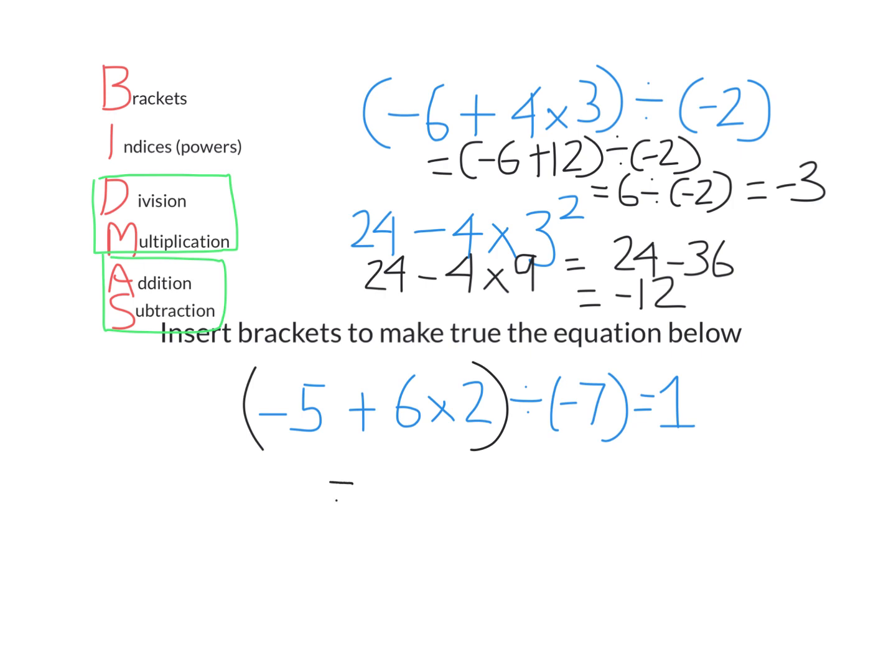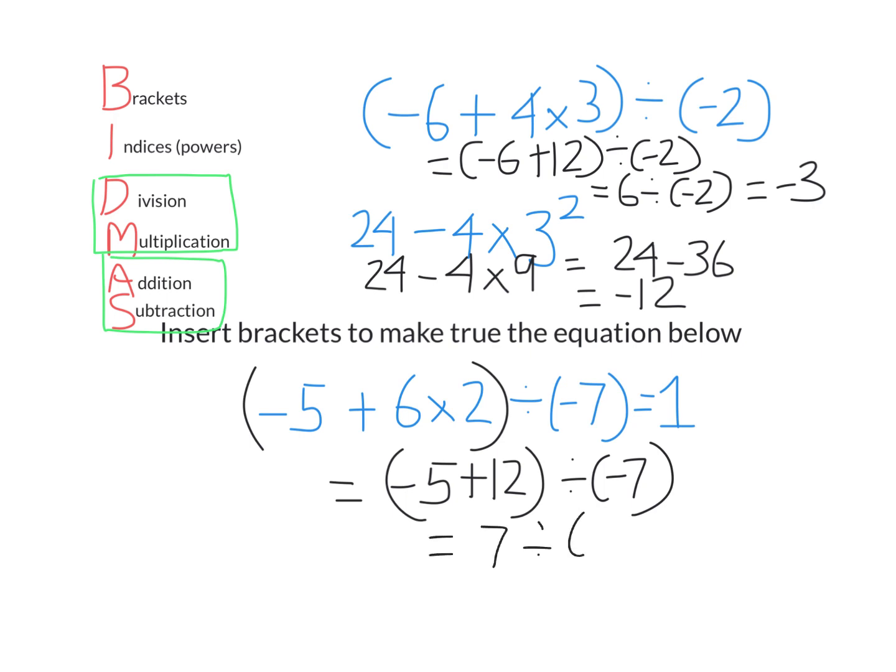Because if I put the brackets there, I do the times first, so negative 5 stays as it is, 6 times 2 is 12, and then I divide that by negative 7. Negative 5 plus 12 is positive 7, and positive 7 divide negative 7 is in fact negative 1. So putting in these brackets there makes this a true statement.